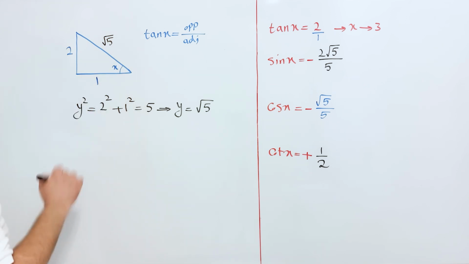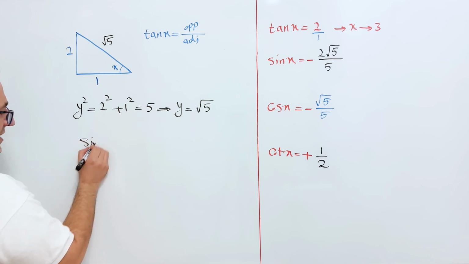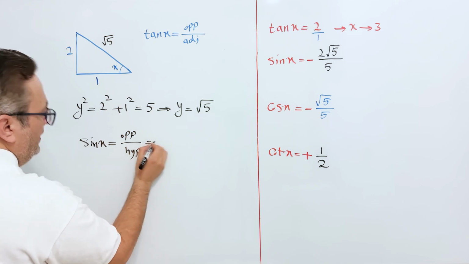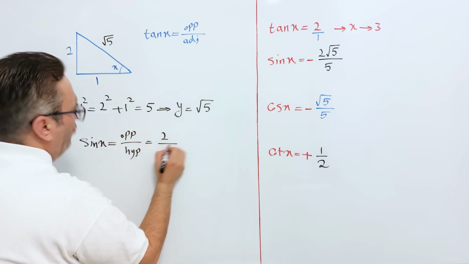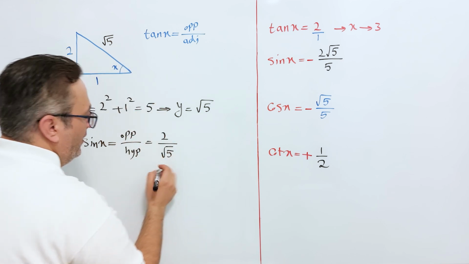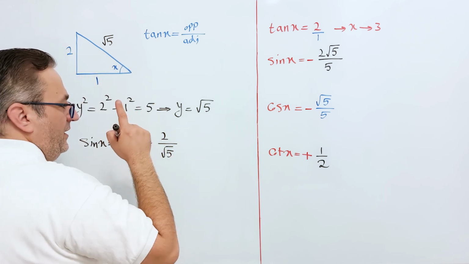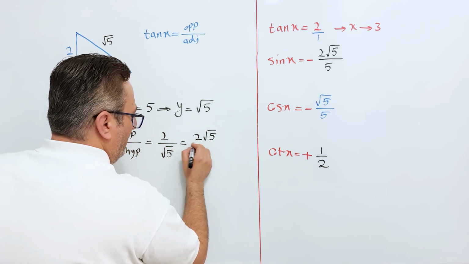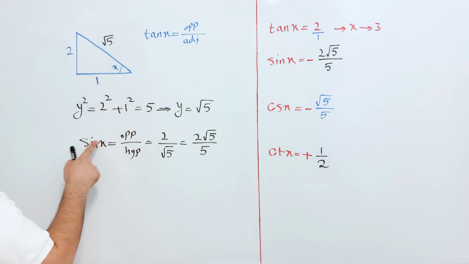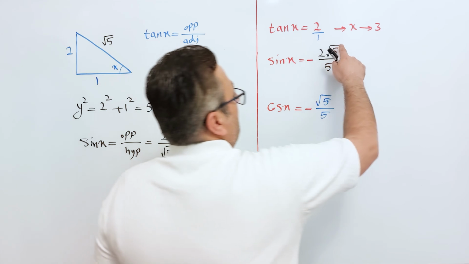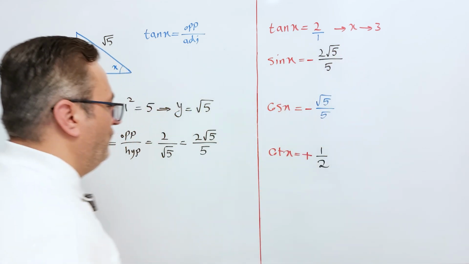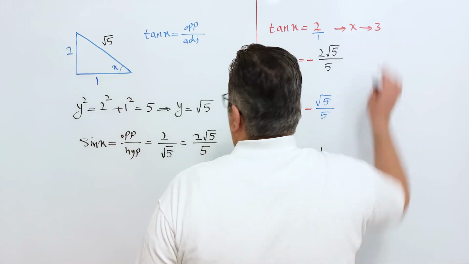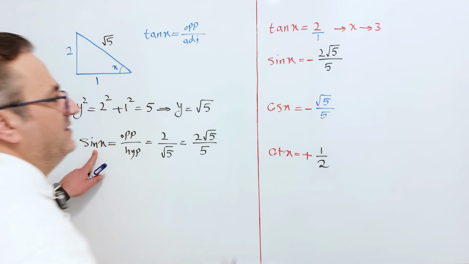So according to the definition, sine x is equal to the opposite side divided by hypotenuse, which is 2 over the square root of 5, or if we rationalize this fraction, it is equal to 2 times the square root of 5 divided by 5. And we know that x is in the third quadrant and the sign of sine is negative.